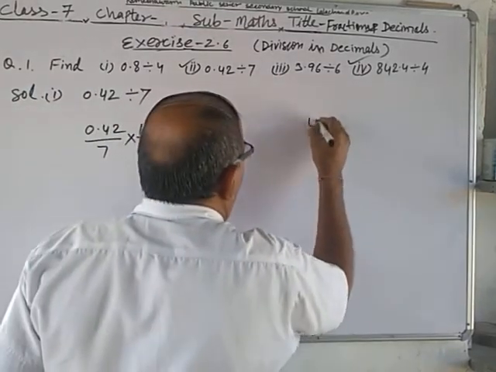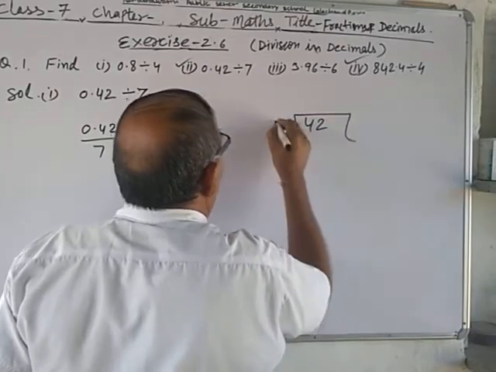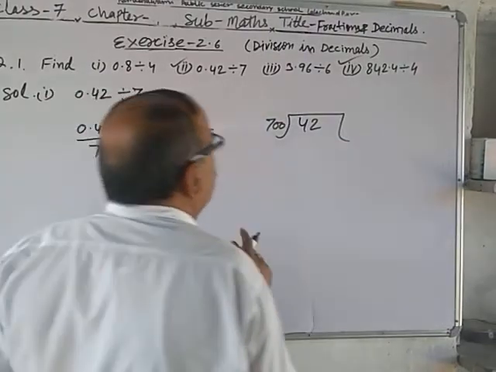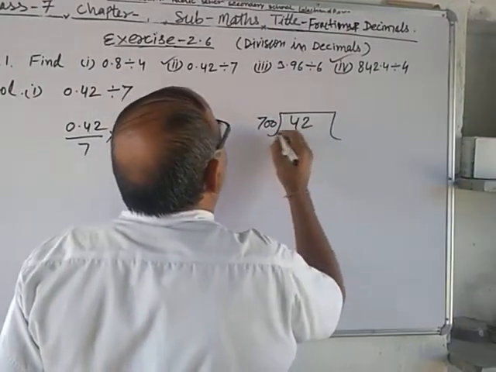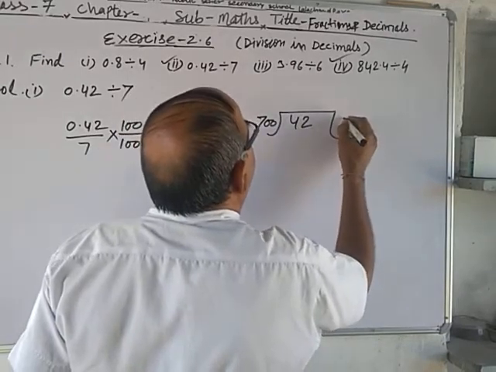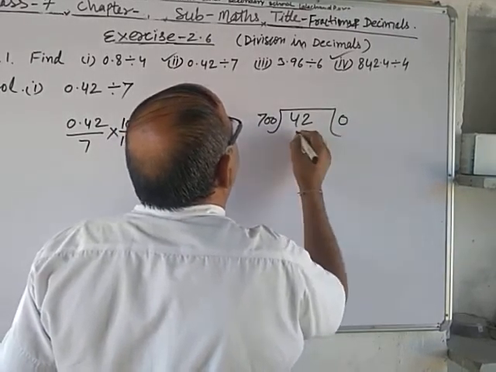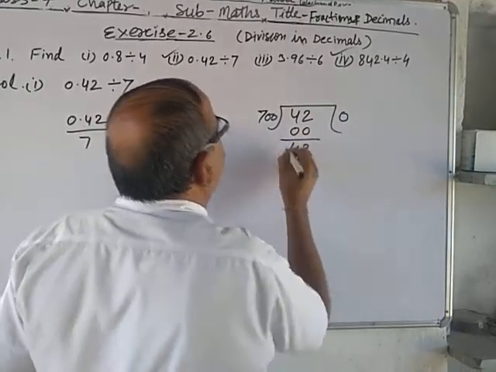Divide 42 by 700. This is not divisible because 42 is less than 700, so the result is 0. 700 zeros are 0.